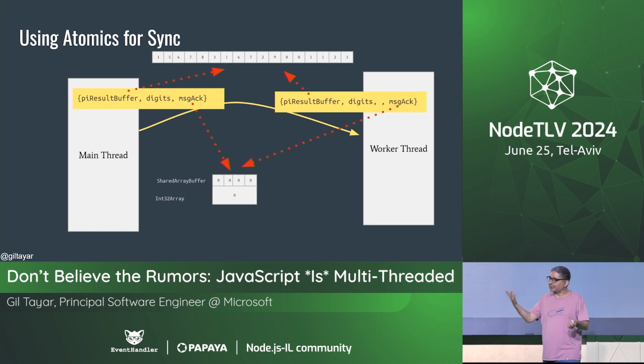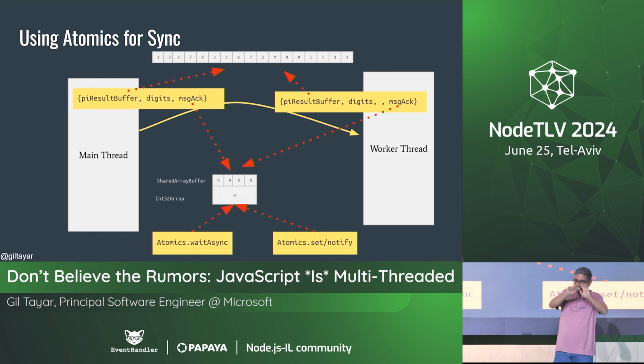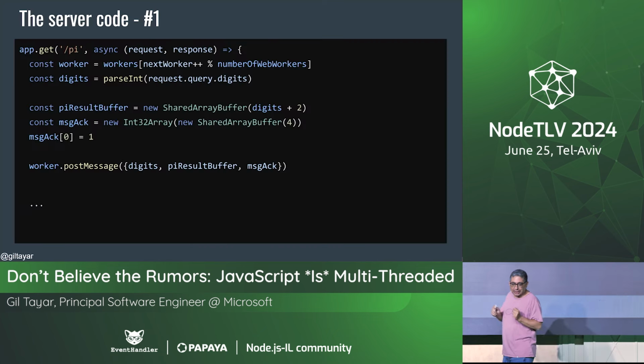How many ints can 4 bytes hold? 4 bytes is how many ints? One. Int32, yes. Okay, and I will use Atomics.waitAsync to wait on this shared array buffer, and we'll see how. So this is the general idea. Let's look at the server code.